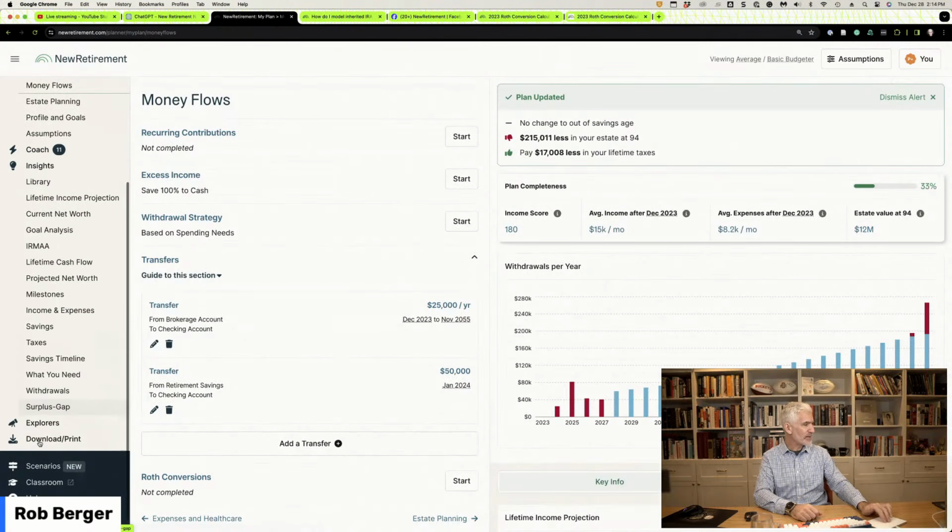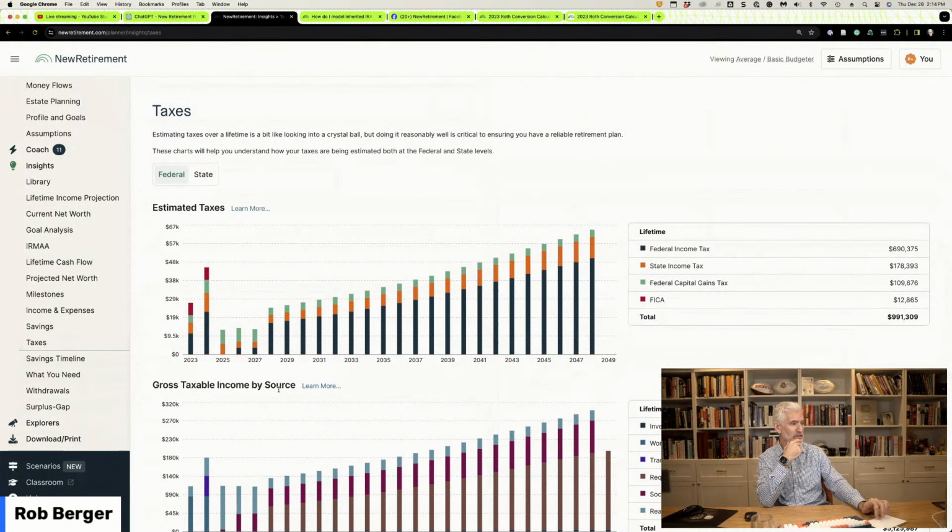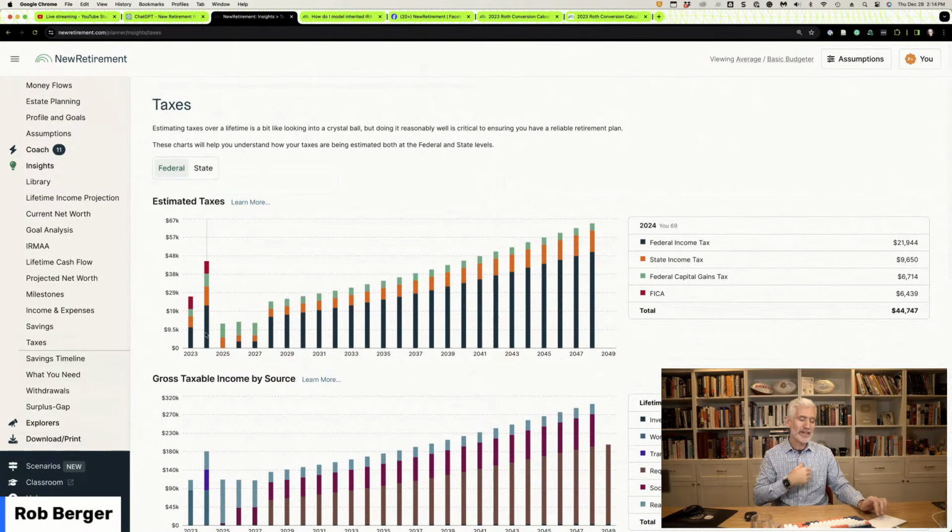And where do we see that in Insights? Well, for starters, you should see it in taxes, right? Because that will be taxed. Now, the way taxes work, the tax for that will be calculated. It's a 2024 transfer, so it's going to be calculated in 2024, but it'll actually get paid in new retirement in 2025.